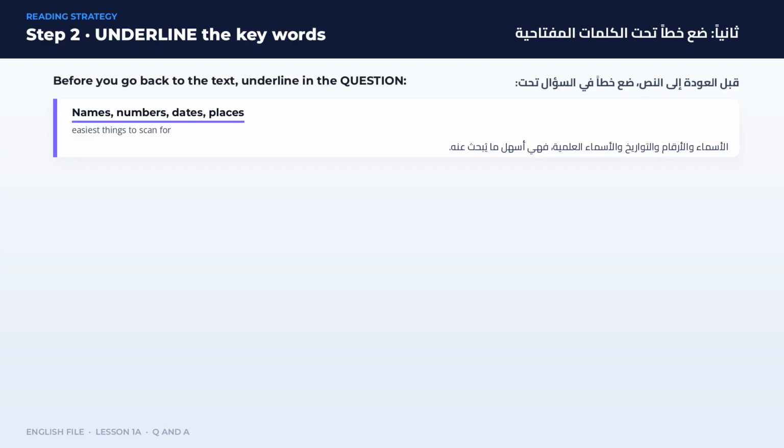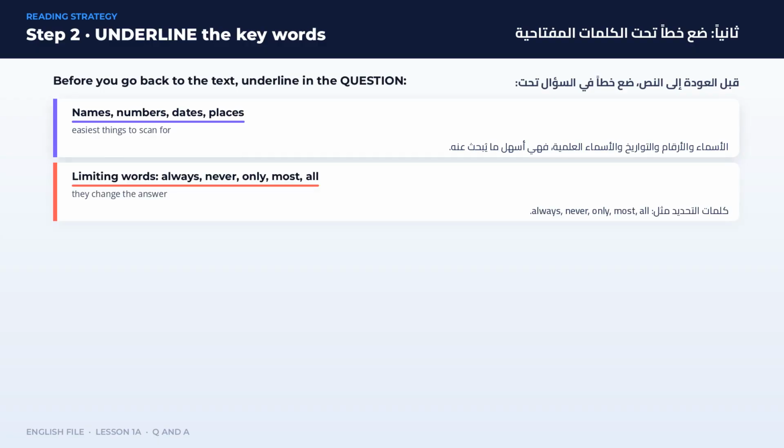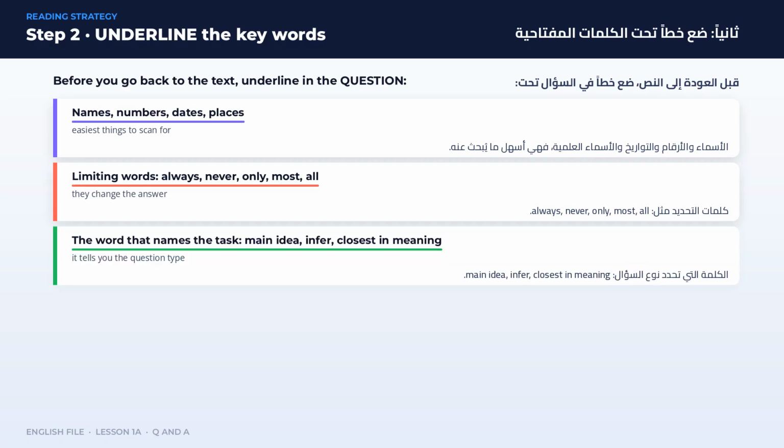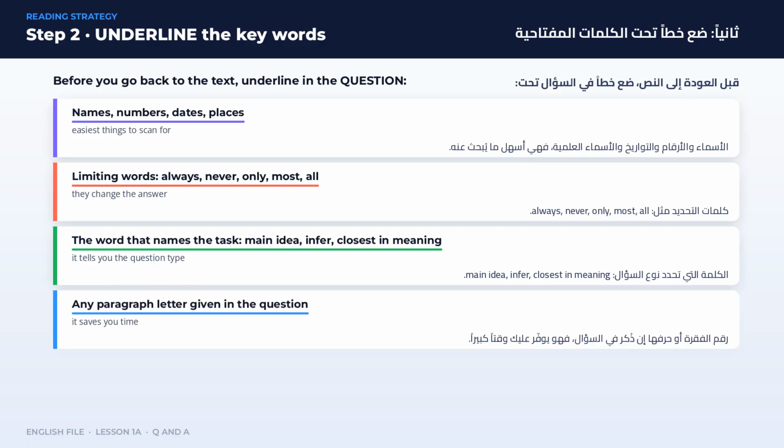Underline the key words and do it in the question before you go back to the text. Underline names, numbers, dates, and places because they are the easiest things to scan for. Underline limiting words like always, never, only, most, and all because one of those words can flip the whole answer.